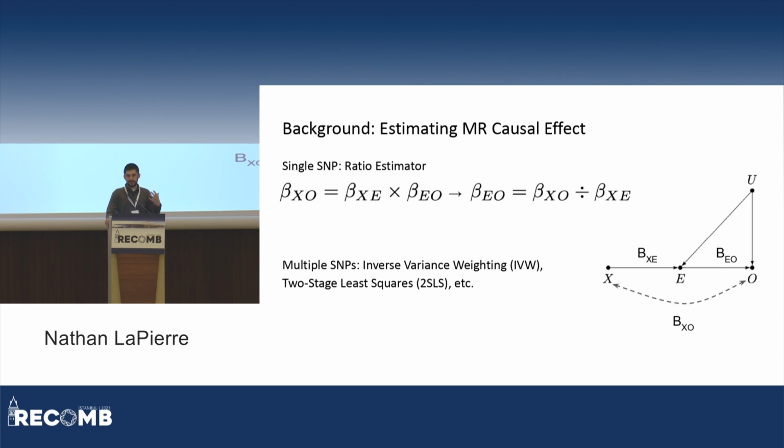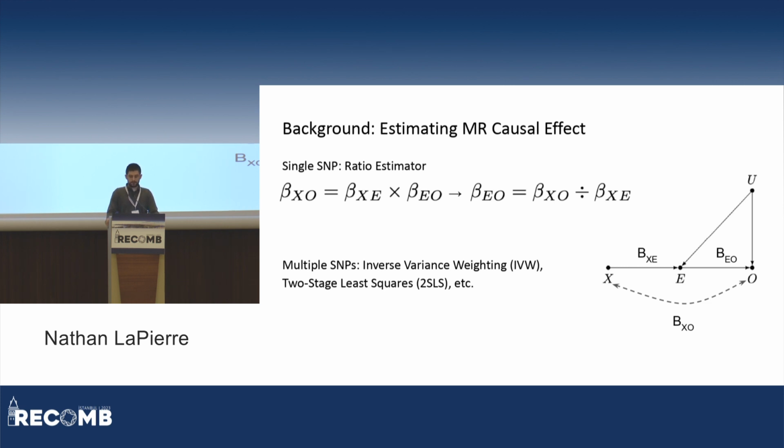Just to illustrate in practice a simple version of what that looks like, there's something called the ratio estimator for a single SNP. Now I've annotated this DAG with edge weights. So beta XE and beta XO are the effect size estimates for this SNP on the exposure and outcome phenotypes that you would get from, say, a GWAS. And we want to estimate beta EO, right?